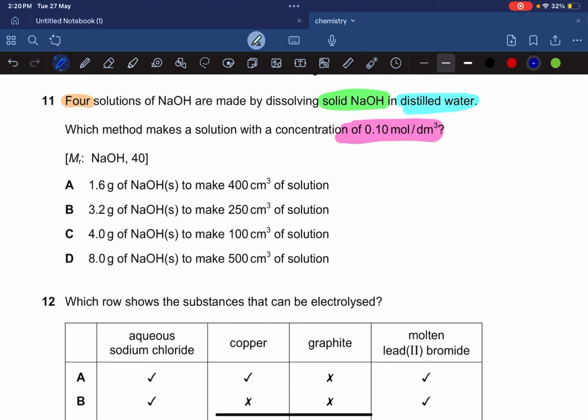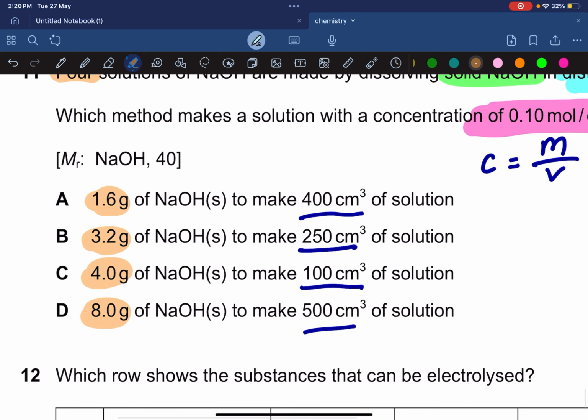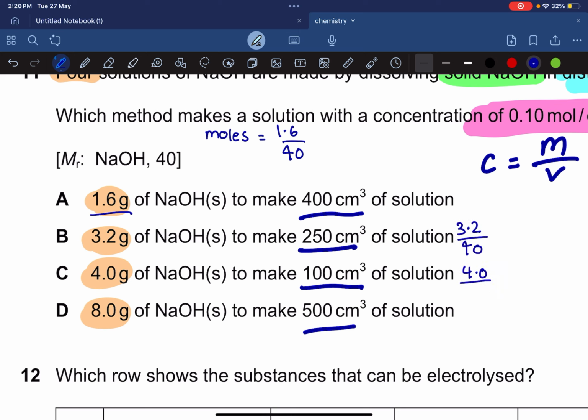So what's the formula for concentration? Concentration equals moles upon volume. I have my volume in each solution, and for moles, I have to take the mass which I am given. So let's figure out the moles. We just have to divide the mass by MR. So moles equals mass, which is 1.6, upon MR, which is 40. For this one, it's going to be 3.2 divided by 40. For this one, it's going to be 4.0 divided by 40.